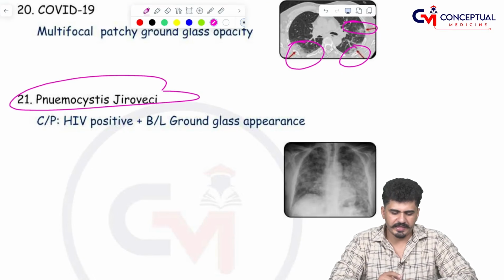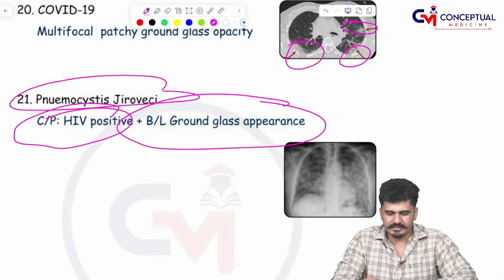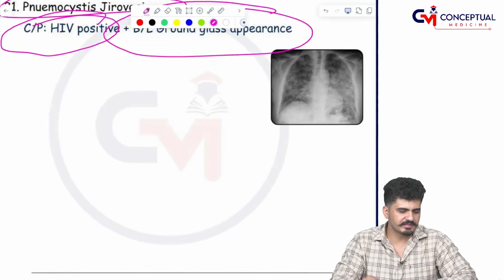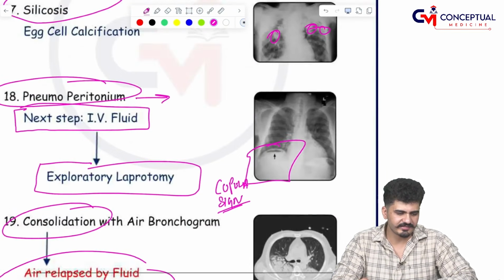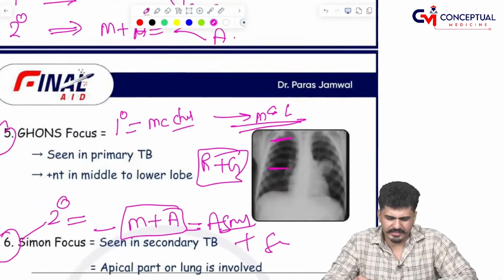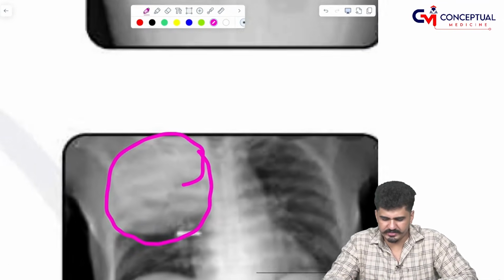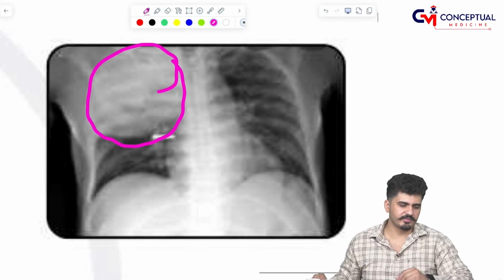Pneumocystis jirovecii, HIV positive, and bilateral ground glass appearance. Done. Clear? Now I will ask you some X-rays and you will answer me. Sir, please make the diagnosis.